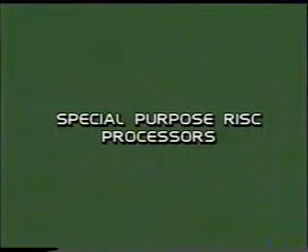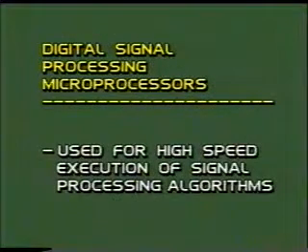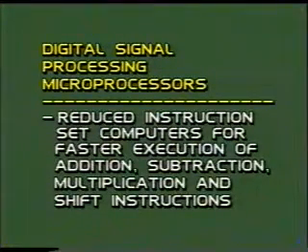There are special purpose RISC processors. For example, digital signal processing microprocessors. These DSP chips can perform FIR filtering, fast Fourier transform, etc. as needed in real-time signal processing applications. These processors can perform addition, subtraction, multiplication, and shift operations with the help of special purpose functional elements such as hardware multiplier and barrel shifter at a very fast speed.